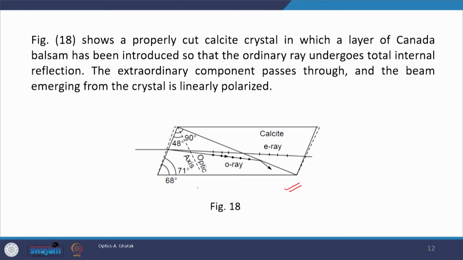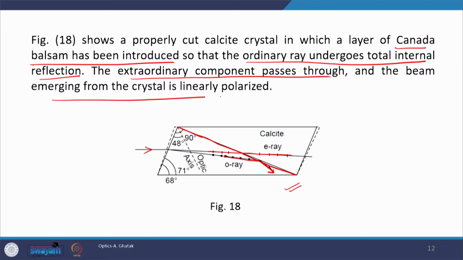Okay. And this shows the properly cut calcite crystal, and along this line a layer of Canada balsam is introduced, and the ordinary ray undergoes total internal reflection at this Canada balsam layer. Okay, you see that we are launching unpolarized light and the O ray gets totally internally reflected, while the E ray passes through as it is. The E ray component passes through and the beam emerging from the crystal is thus linearly polarized. Here we get linearly polarized light at the output, while here we have launched unpolarized light.